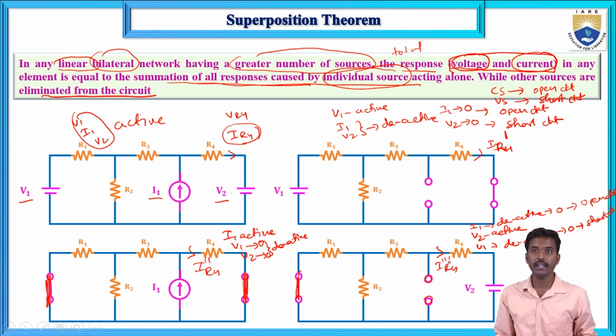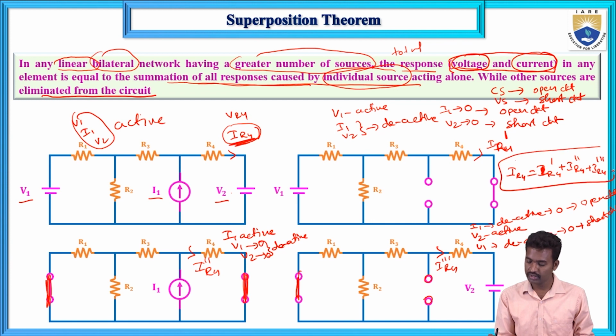Now we have three individual responses, that means three individual currents and the total current. According to the superposition theorem, IR4 equals IR4 dash plus IR4 double dash plus IR4 triple dash. This is the statement.